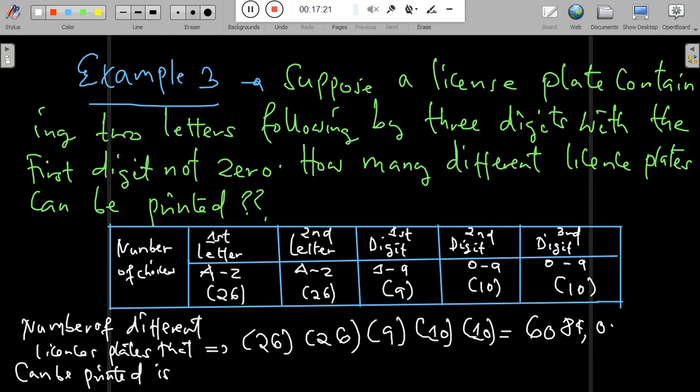When you use your calculator, this will give 608400. That will be the answer to our question. So the number of different license plates that can be printed is equal to 608,400, as you can observe. So let's look at another question.